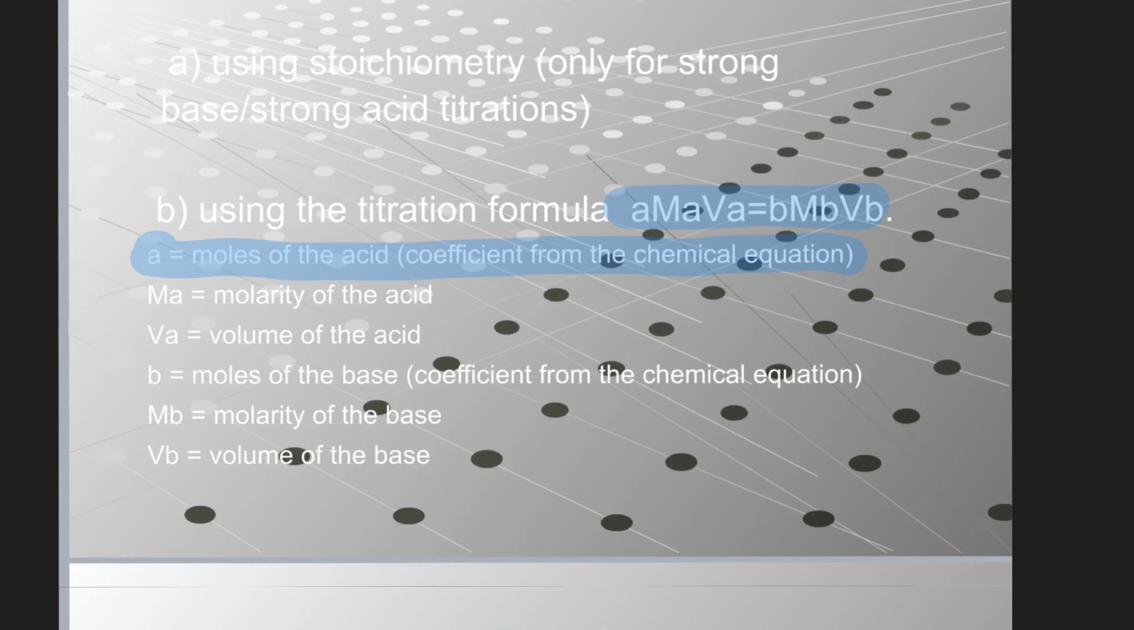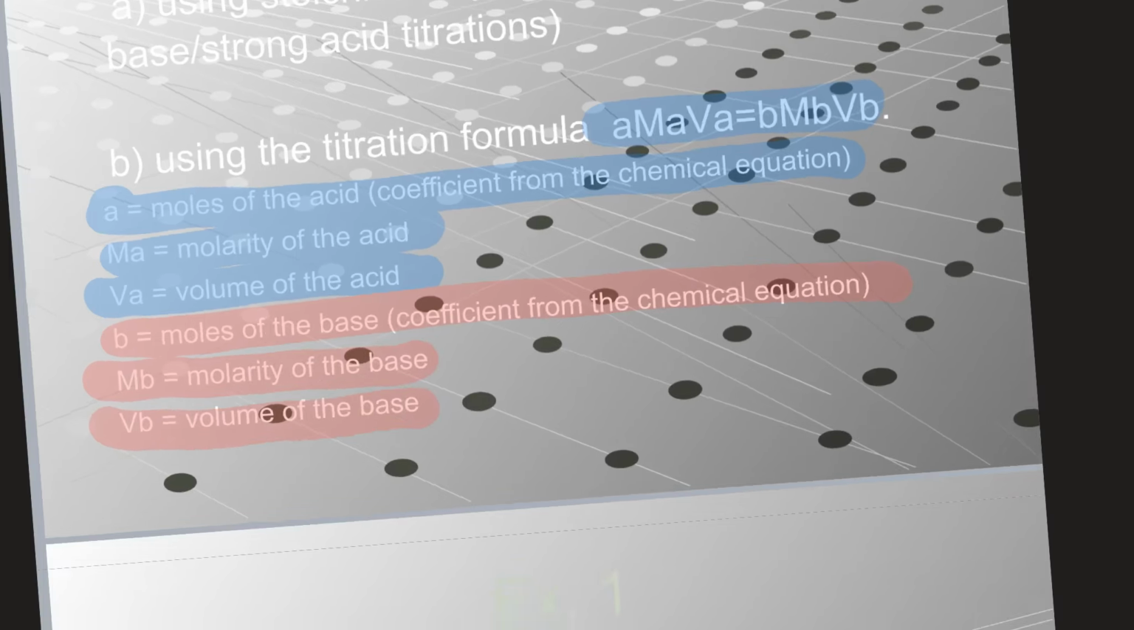Looking at the coefficients of the equation, MA represents the molarity of the acid, VA represents the volume of the acid. B is basically the moles of the base. This is found from the coefficients of the stoichiometry of the balanced chemical equation. MB is the molarity of the base, VB is the volume of the base.